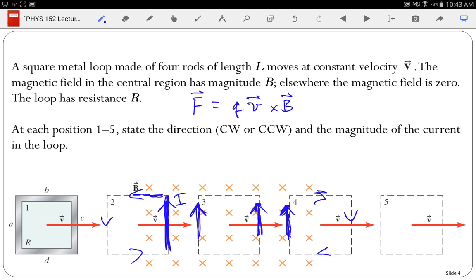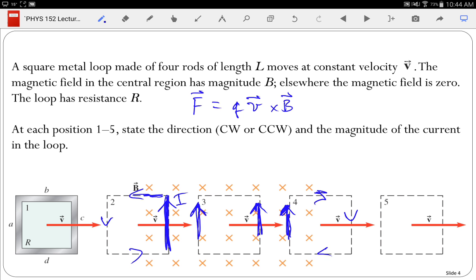So here, using the things we learned about motional EMF, we can see something going on. Now, Faraday looks at something like this and he says, let me count the number of X's in the box. If the number of X's increase, then I'm going to have a current that flows counterclockwise. If the number of X's decreases, I'm going to have a current that flows clockwise. That is in essence what Faraday's law is.